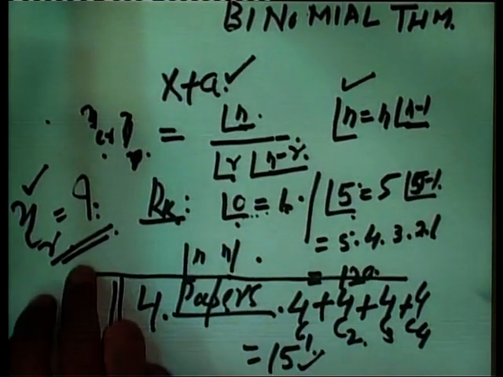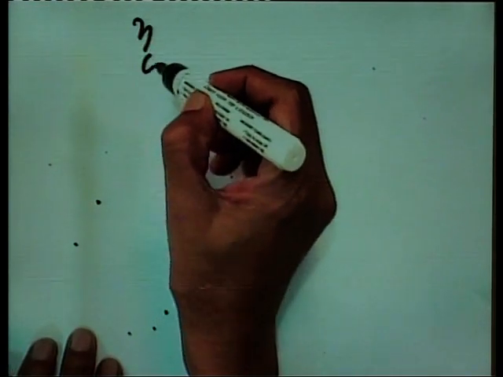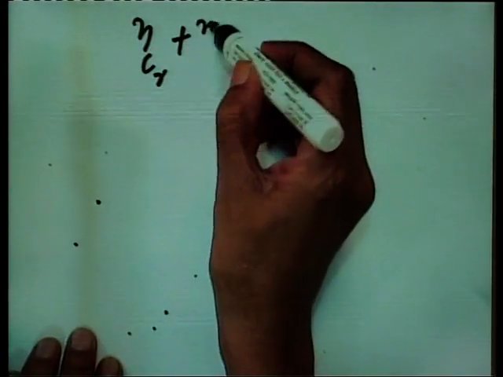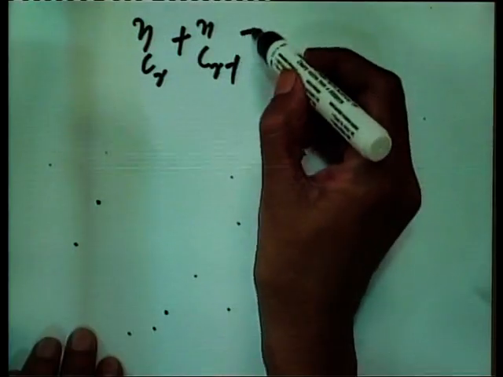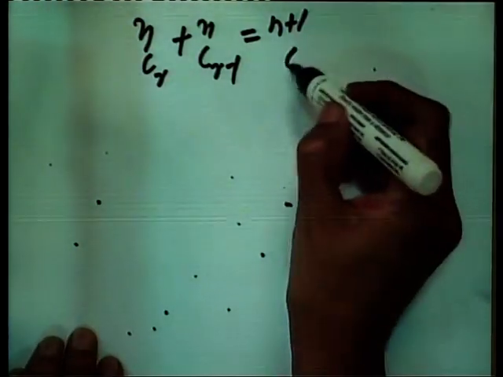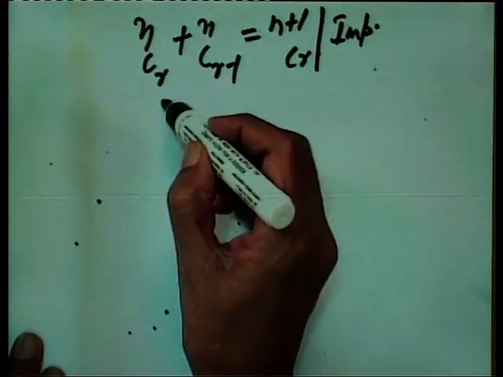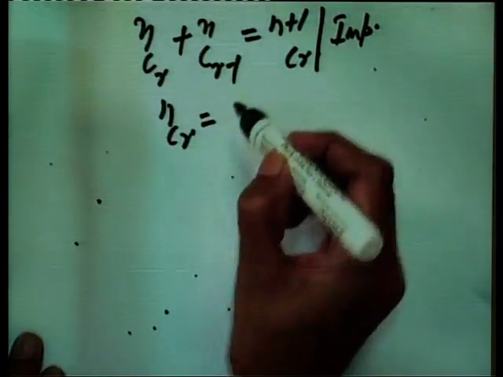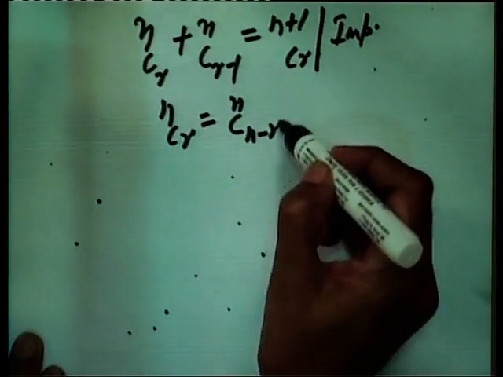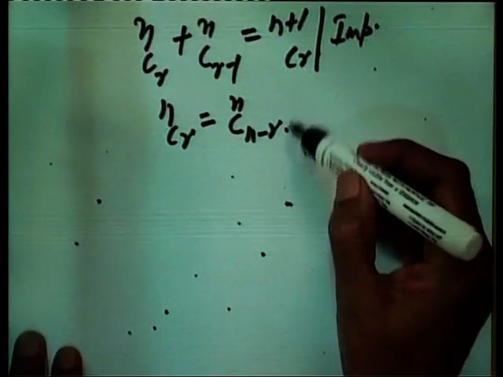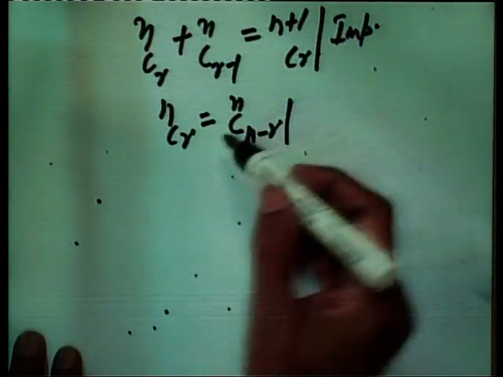Now, next there are certain relations which are very important for these binomial coefficients, and the most important is nCr plus nCr minus 1 is equal to n plus 1 Cr. This is a very important relation, and the trivial one, that is nCr, is the same thing as nC n minus r. Well, this is trivial, so I give you a very trivial proof also.